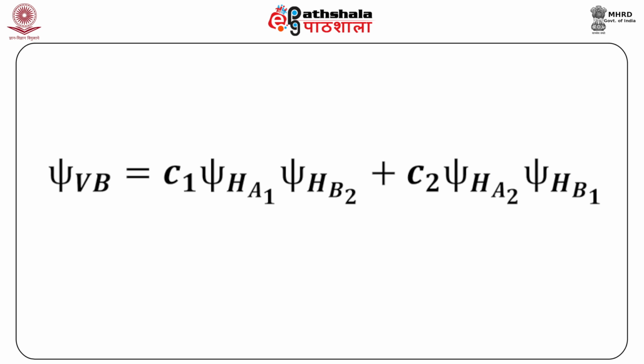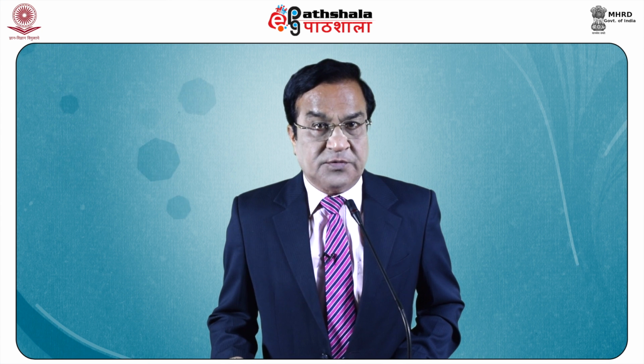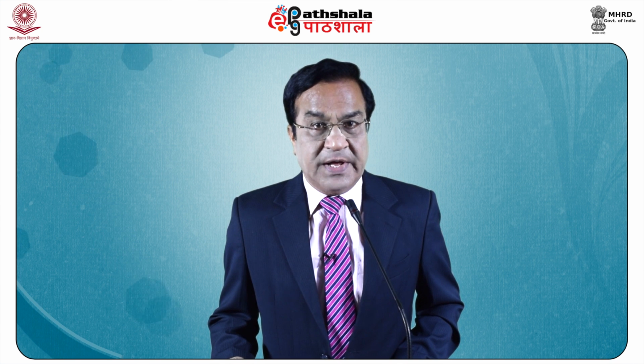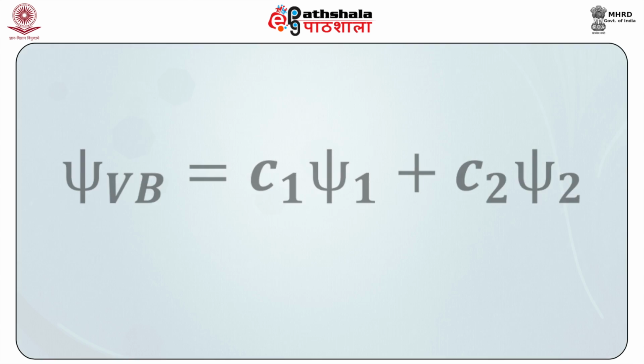This psi Ha1 psi Hb2 we can take as psi 1 and psi Ha2 psi Hb1 we can take as psi 2. Therefore, the wave function for the hydrogen molecule under valence bond treatment becomes C1 psi 1 plus C2 psi 2. Here you already know that psi Ha and psi Hb represent basically 1s atomic orbitals of the two hydrogen atoms, A and B respectively, and C1 and C2 are the two coefficients.